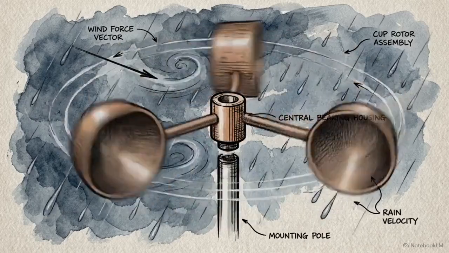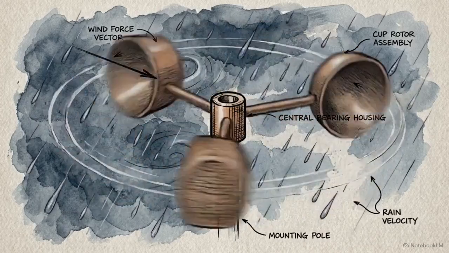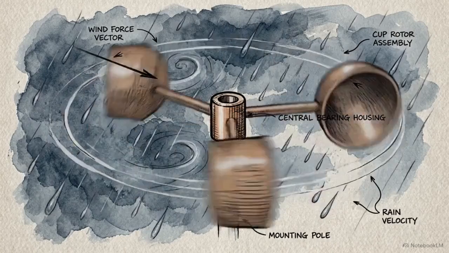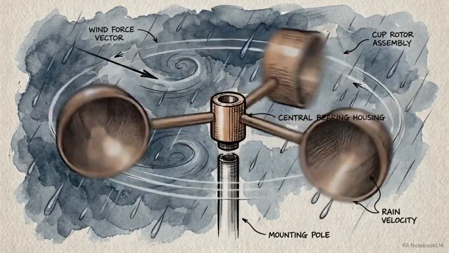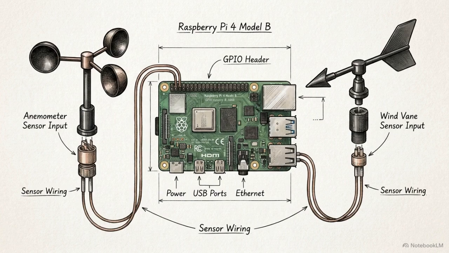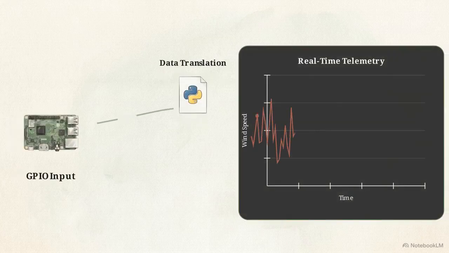Wind is chaotic, invisible, and incredibly powerful. To measure that raw physical energy, we have to capture it with dedicated hardware. In this guide, we are going to wire a physical anemometer and a wind vane directly to a Raspberry Pi and write the Python code to translate those physical movements into real-time wind data.